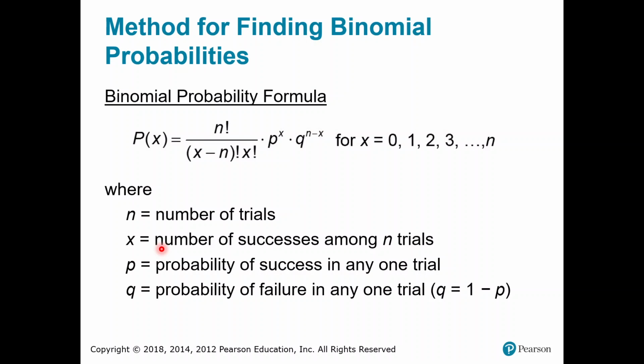Now, let's look at the formula for a binomial probability. Okay, so this is the formula for the probability of getting exactly X successes. Okay, this is only the formula for getting exactly X successes. Once again, these are the notations that we just talked about.